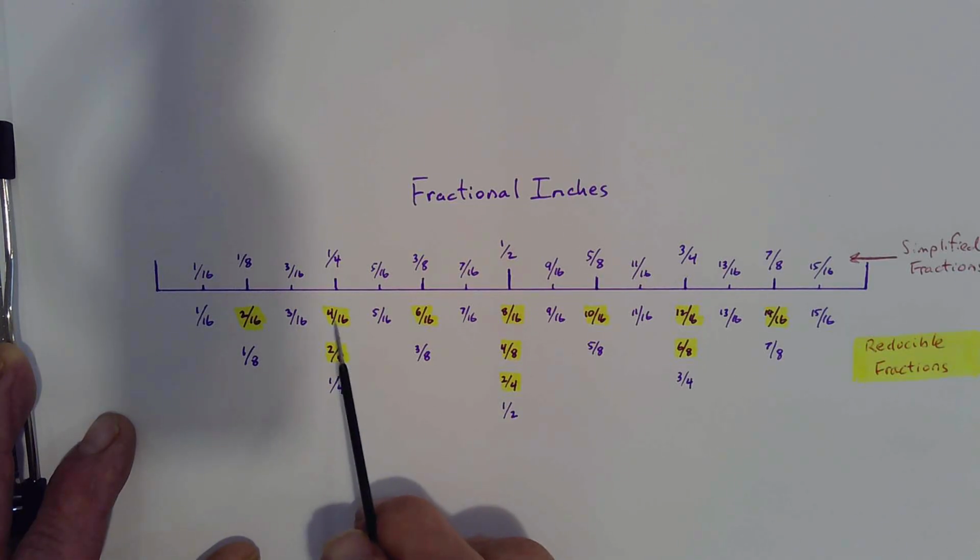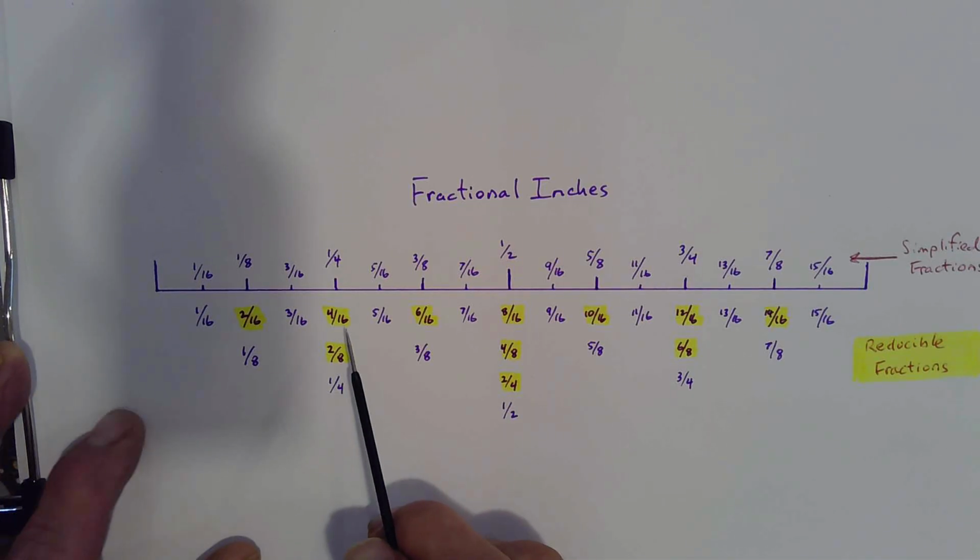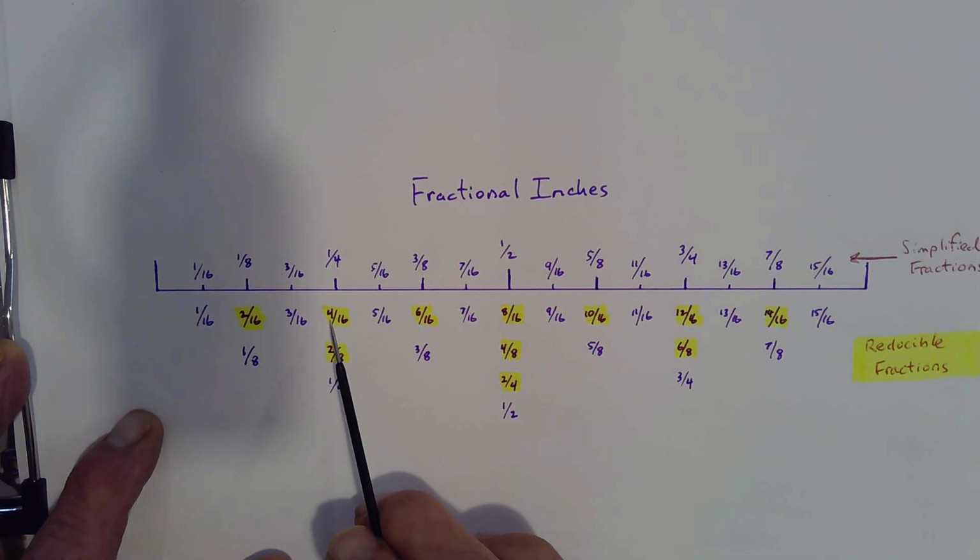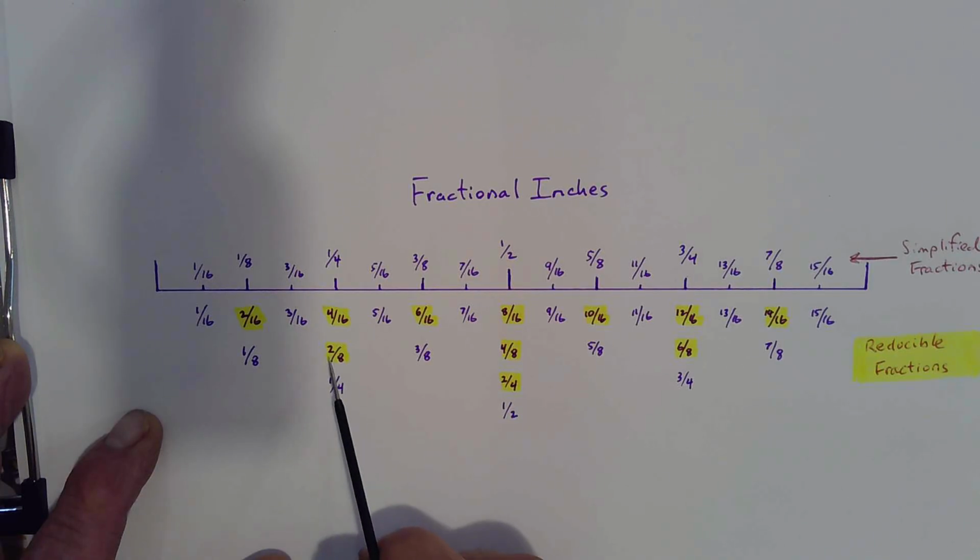4 sixteenths, you can see that 4 and 16 have a common factor of 2. So if I divide 4 by 2, I get 2. 16 by 2, I get 8. But I can simplify 2/8 further because each of these can be divided by 2. So 2 divided by 2 is 1. 8 divided by 2 is 4.